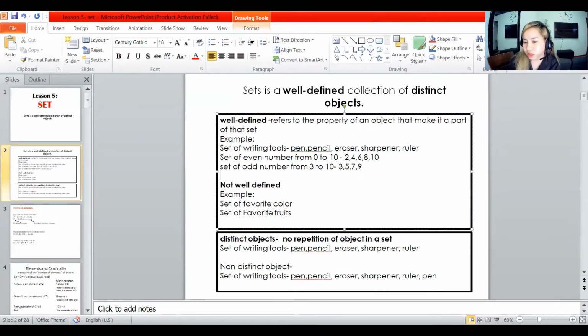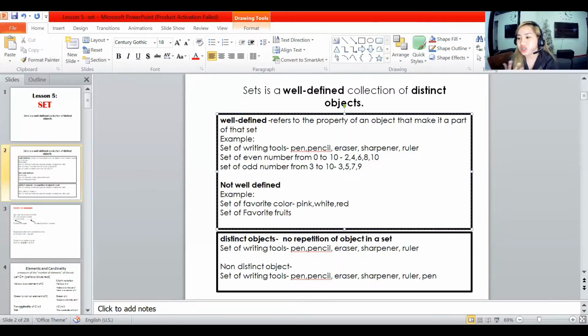Ma'am, paano naman po natin malalaman kung not well-defined set yung given set? So, we have this example, set of favorite colors and set of favorite fruits. Yan. So, a not well-defined set is yung mga elements niya can change po. Depende dun sa kausap or tinatanong mo. So, kung ako ang tatanungin kung ano yung set of favorite colors ko, ang sasagot ko, or ang elements na ilalagay ko ay pink, white, and red.